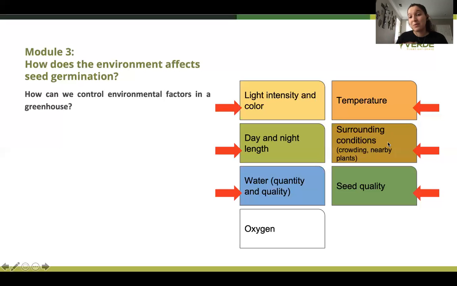Another way that we can control environmental factors for seeds is surrounding conditions, right?